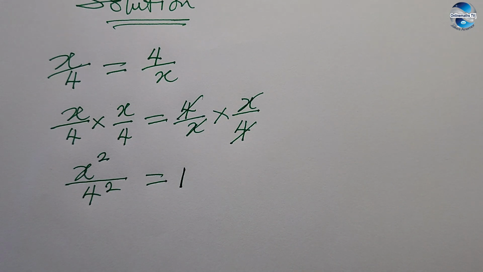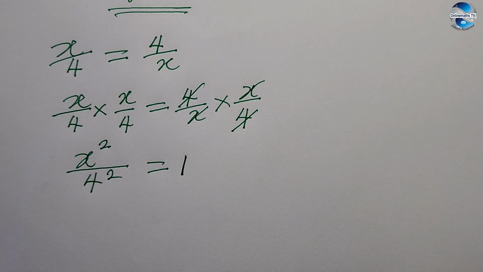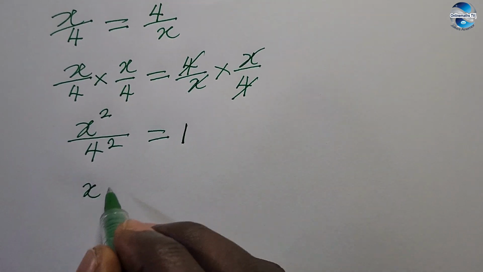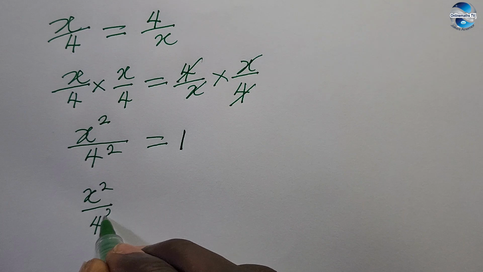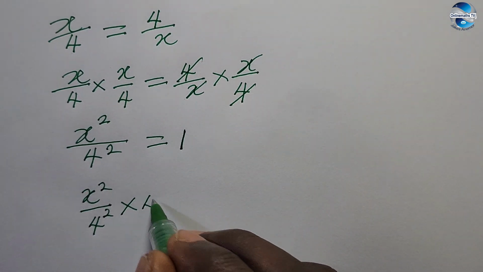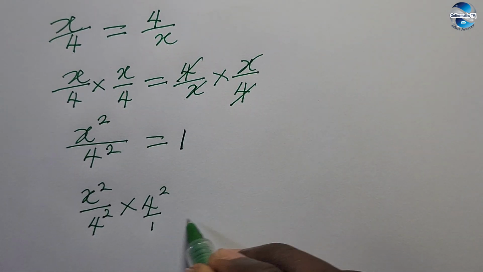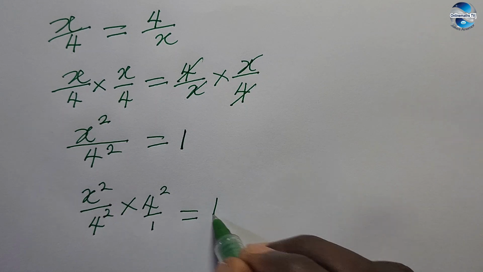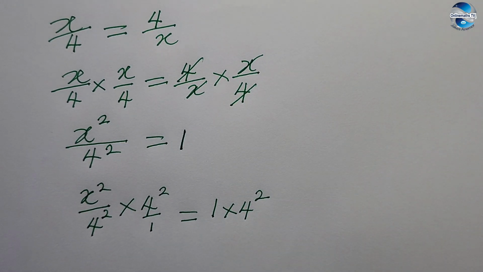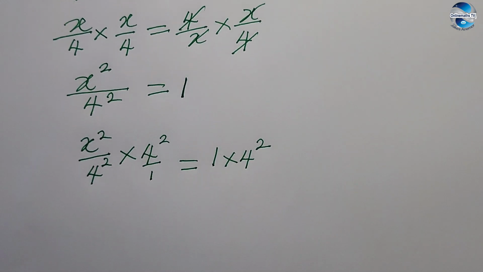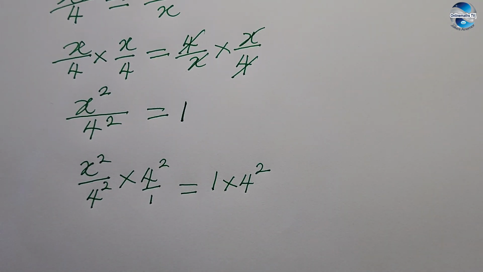We're looking for our x, so we find a way of eliminating this 4 squared. Again, we multiply both sides of the equation by 4 to the power of 2. It's going to give us x to the power of 2 over 4 to the power of 2 times 4 to the power of 2 over 1 equal to 1 times 4 to the power of 2. This is right? Good.